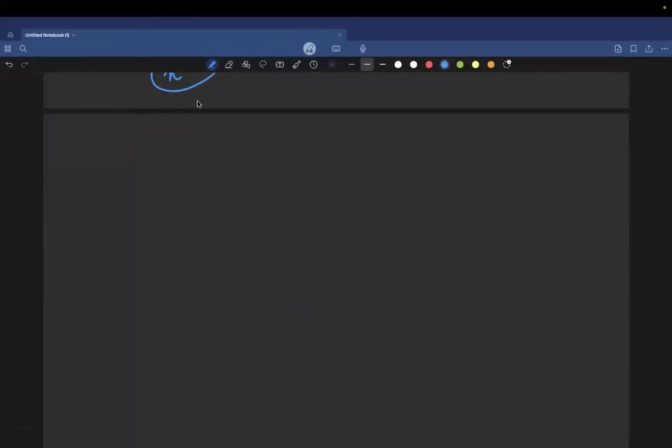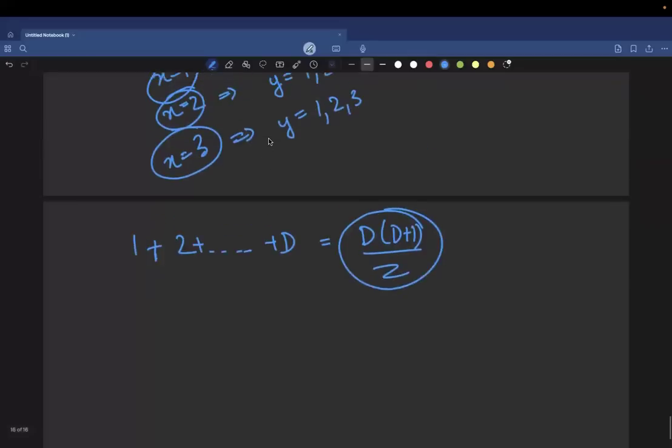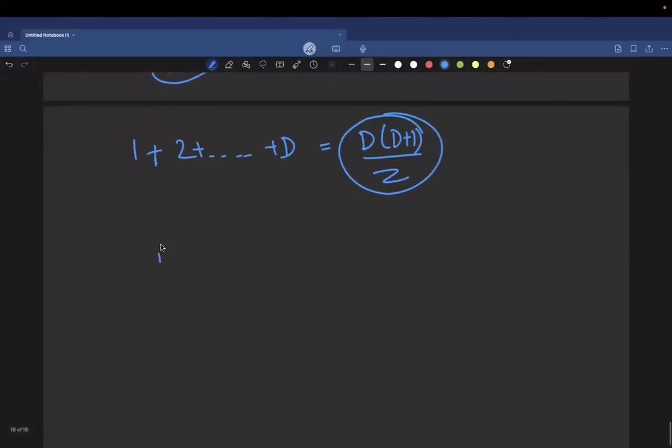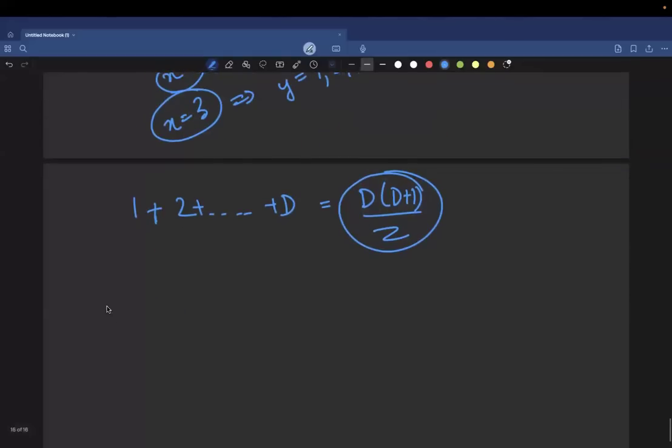And in total, 1 plus 2 plus so on till D gives D times (D plus 1) divided by 2. This many possible ways for Alice to win. And the total number of ways in which the game can go is for all the possibilities. Like if Alice got 1, Bob could have got anything in the range from 1 till D.